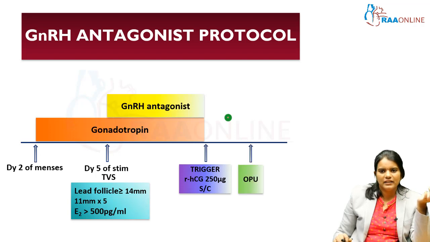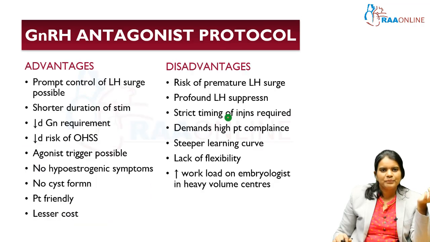Give the trigger, then do the pickup, and then do the ET. Now, antagonist protocol: the advantages are prompt control of LH, shorter duration of stimulation, decreased gonadotropin, decreased OHSS, agonist trigger, no hypoestrogenic symptoms, no cyst, etc. And disadvantages are profound LH suppression, strict timing, demands high patient compliance, etc.